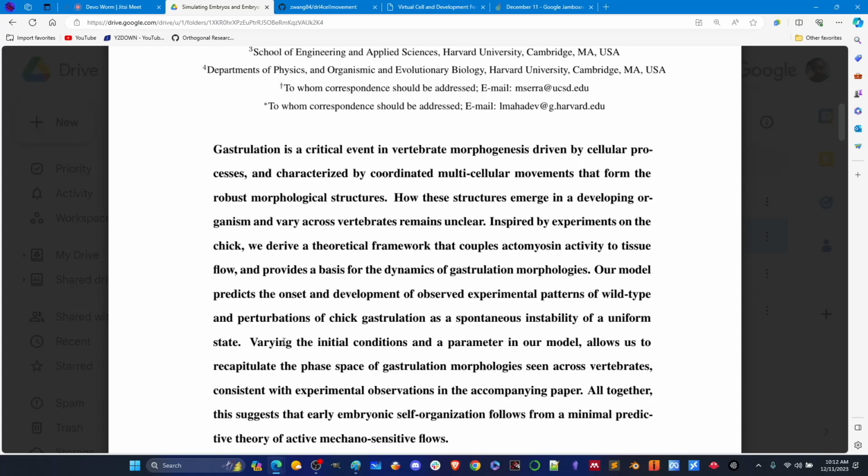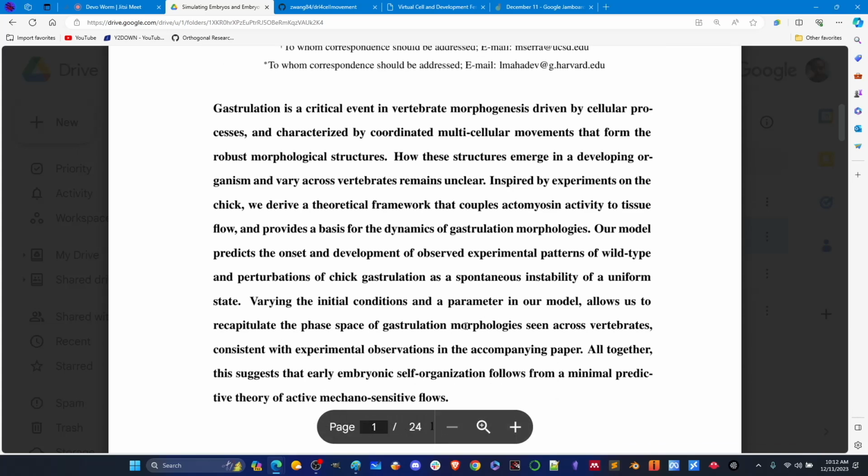So it's interesting. Varying the initial conditions and a parameter in our model allows us to recapitulate the phase space of gastrulation morphologies seen across vertebrates. So they're able to build a phase space for all different vertebrate species and for this simple gastrulation morphology. And this is consistent with experimental observations.